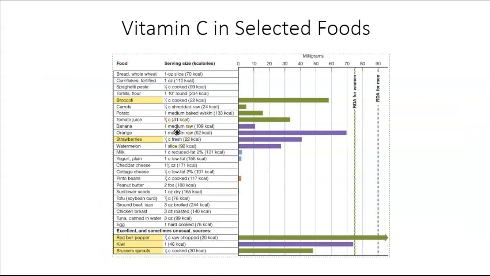Here is the vitamin C in selected foods. So broccoli is highlighted. Strawberries are also a good source, of course, and orange is a good source. Red bell pepper. No one ever thinks of red bell pepper when we're talking about vitamin C, but kiwi and Brussels sprouts are also excellent sources of vitamin C.